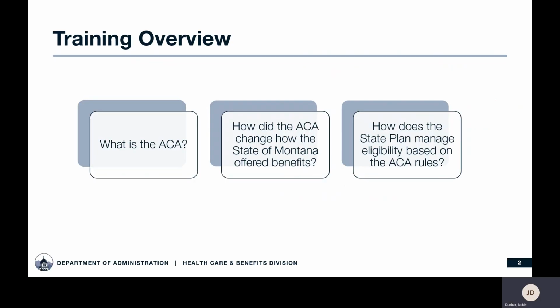During this training, we will have a brief overview of the Affordable Care Act, or ACA, go over how the state of Montana previously offered state plan benefits, and then discuss how the state of Montana now manages eligibility rules in order to comply with the ACA. When training is complete, you should have a good understanding of the ACA and how your employees become eligible for the state of Montana benefit plan based on the type of position the employee is hired.